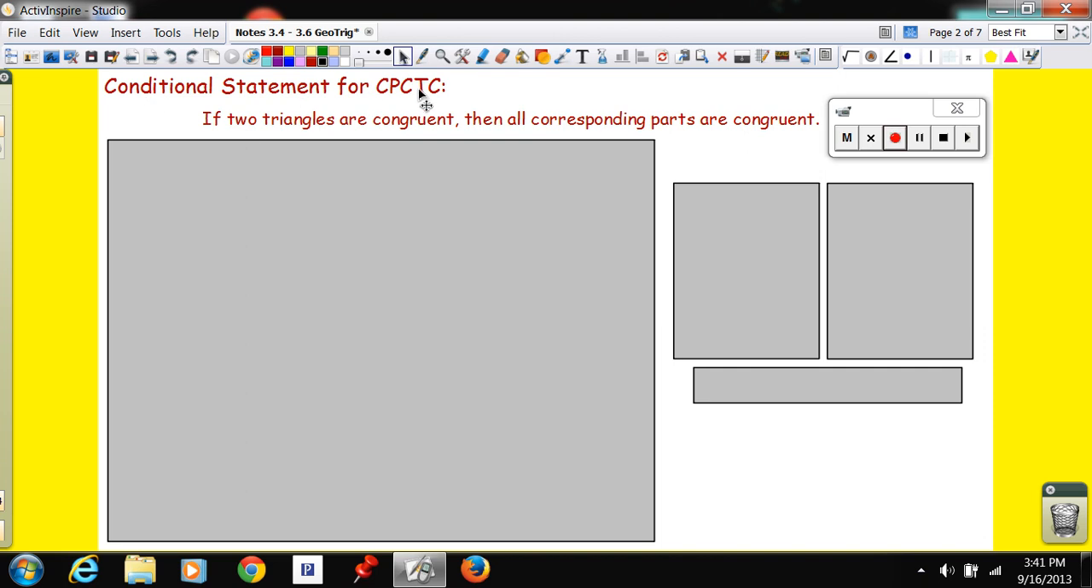Now here's a conditional statement for the CPCTC, for those letters I was just showing you. If, there's your conditional because it's got an if, 2 triangles are congruent, then all the corresponding parts are congruent. So if you can prove that 2 triangles are congruent, now you know that all the sides are congruent and all the angles are congruent.